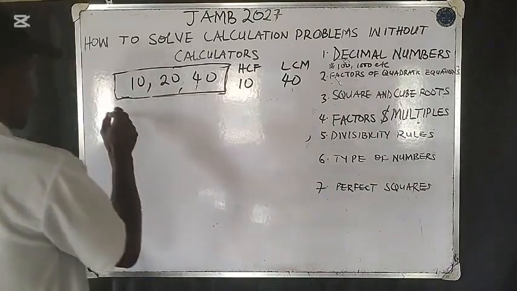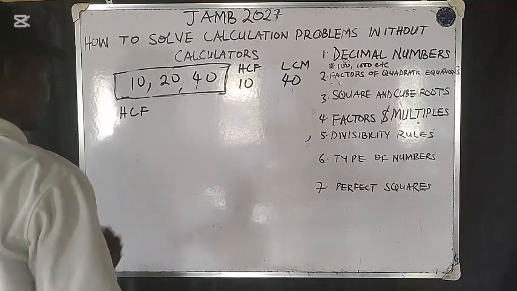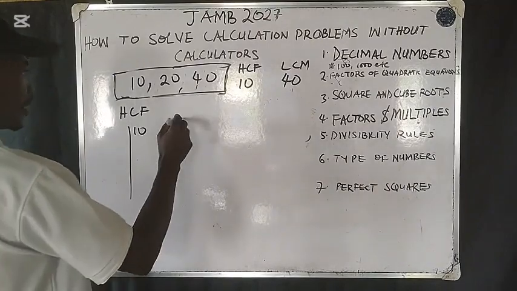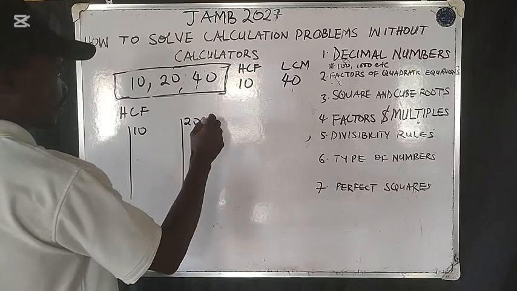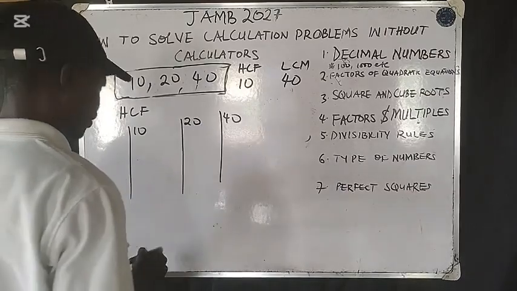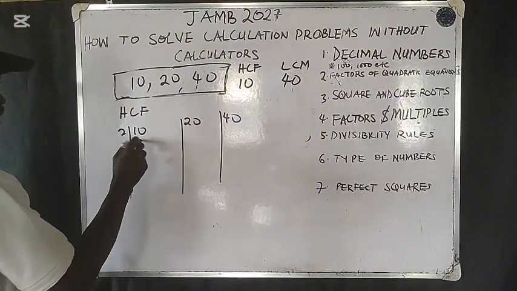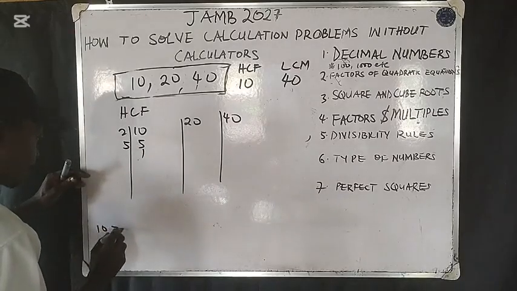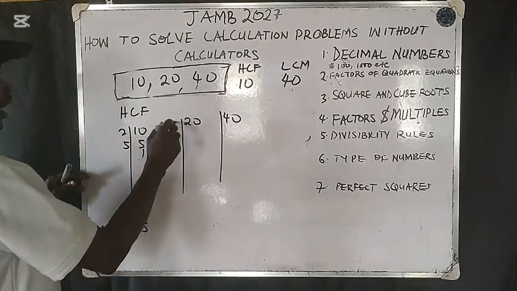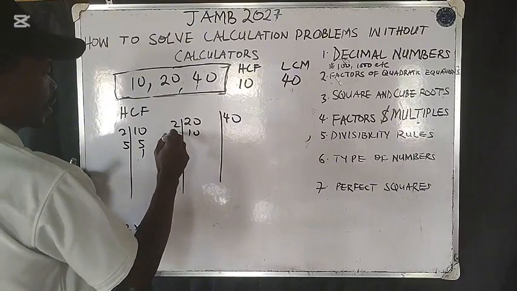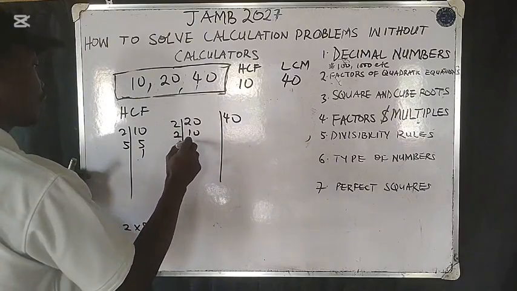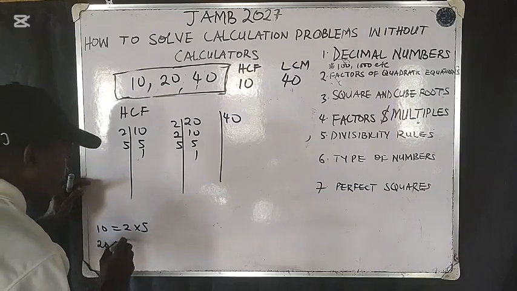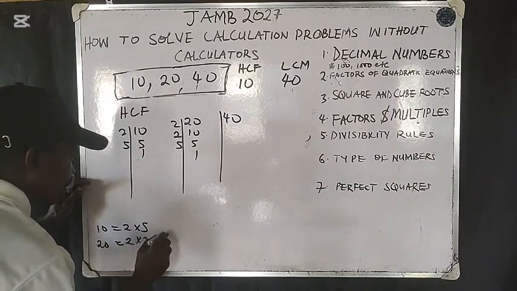Let's say we want to work HCF. We do lines like this. This is 10, this is 20, and this is 40. So we do 10: 2 goes here 5 times, then 5 goes here, 1. So we write 10 equals 2 times 5. For 20: 2 goes in 20, 10 times. 2 goes in 10, 5 times. Then 5 goes here, 1. So we write 20 equals 2 times 2 times 5.